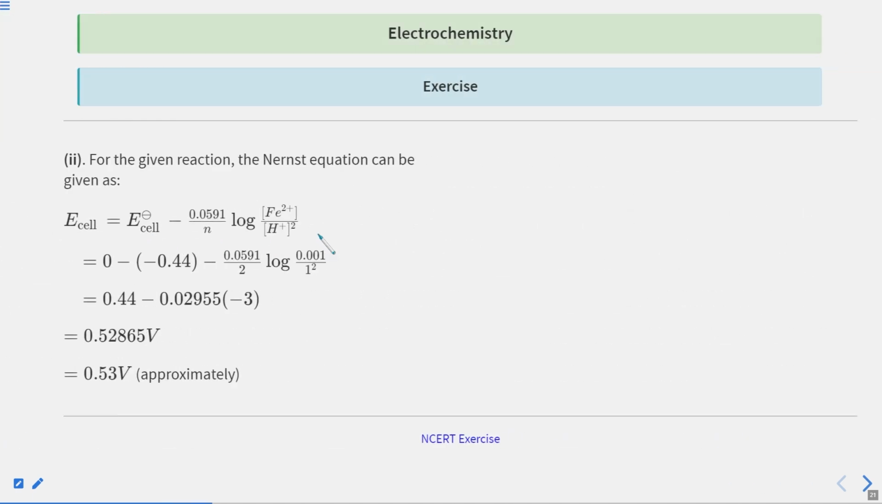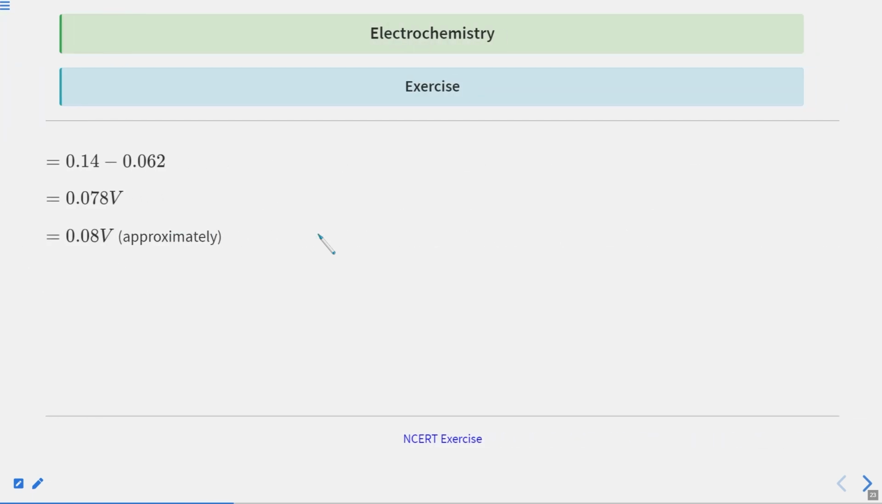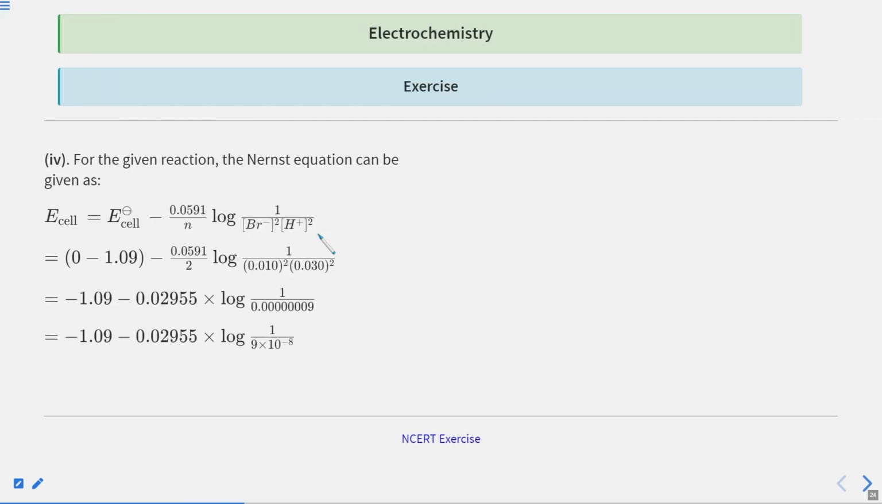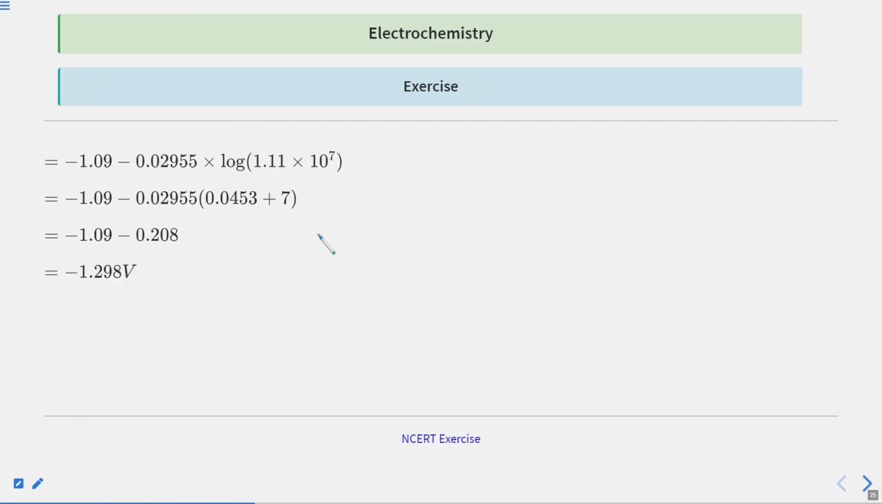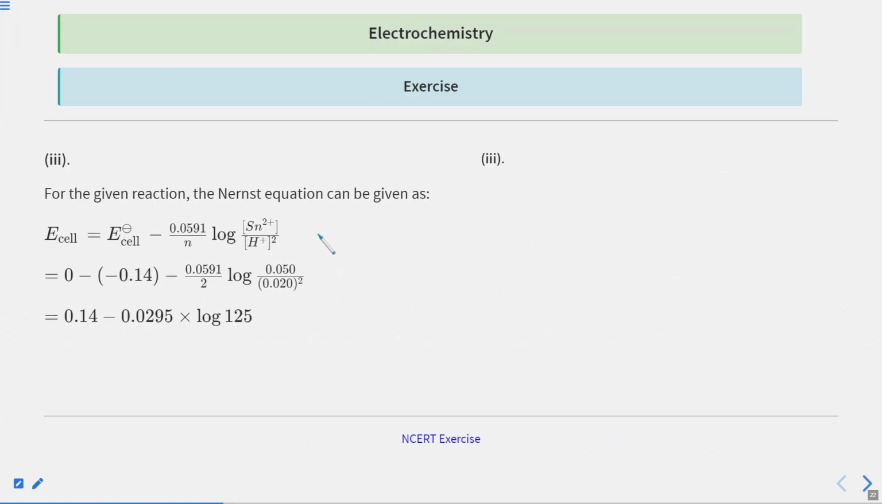Let's see the answer. 2.67. If there is a mistake with the E0 value, just ignore it. So there can be mistakes, but the process will be the same, right? Now let us move to the next question.